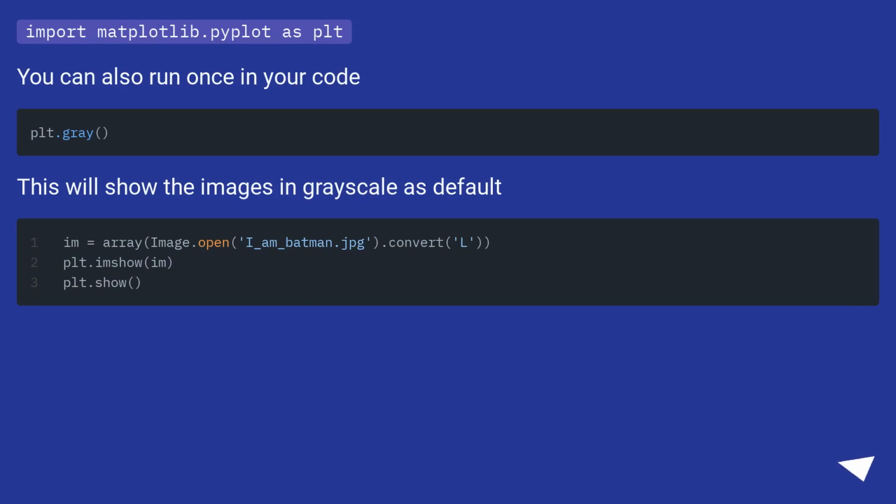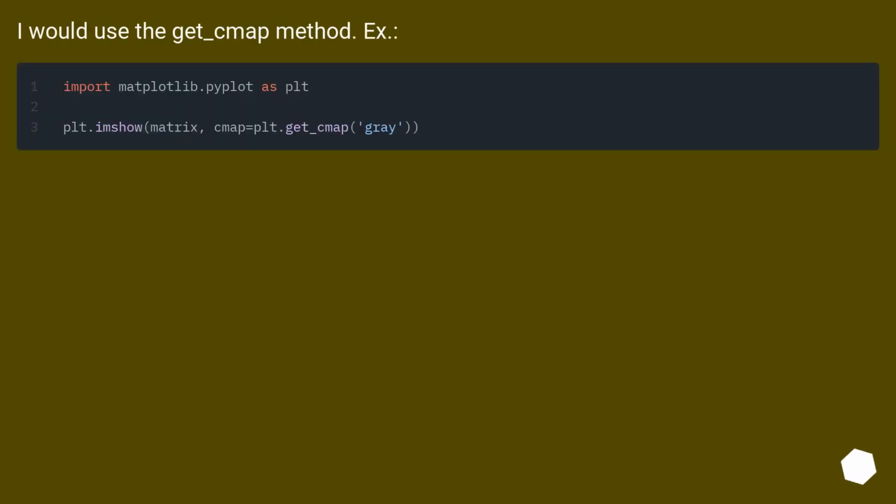Import matplotlib.pyplot as plt. You can also run this once in your code. This will show the images in grayscale as default. I would use the get_cmap method.